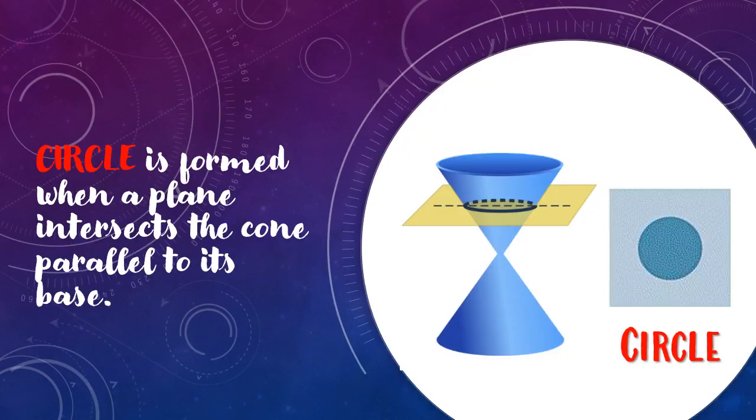Our first conic section will be the circle. A circle is formed when a plane intersects a cone parallel to its base. So if we intersect a plane into a cone and the plane is parallel to the base of the cone, we will form a circle.